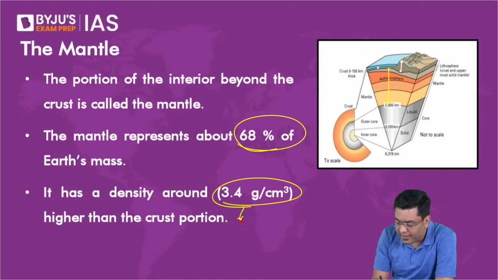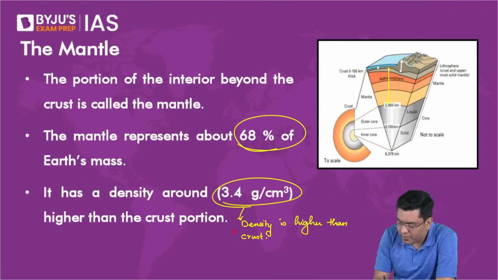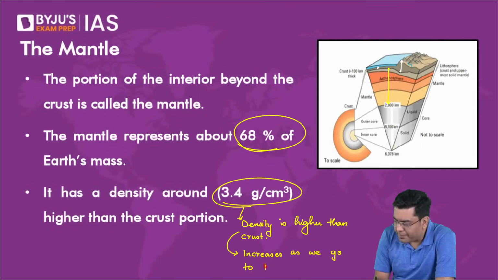So density is higher than crust, increases as we go to the depth.